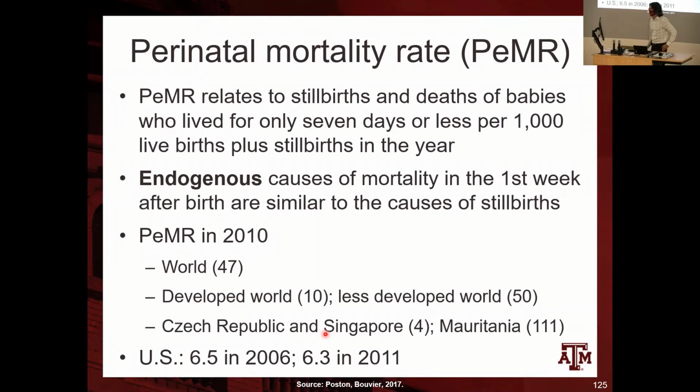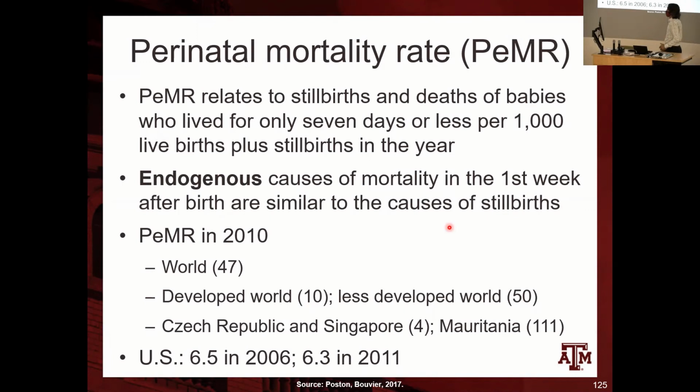And the perinatal mortality rate relates to stillbirths and deaths of babies who live for only 7 days or less per 1,000 live births plus stillbirths in the year. So the perinatal mortality rate does include in the denominator, the same way as the stillbirth rate, live births plus stillbirths. In the denominator of the perinatal mortality rate, we have both live births and stillbirths. In the numerator, we have stillbirths plus deaths of babies who lived only 7 days, the first week, or less. Endogenous causes of mortality in the first week after birth are similar to the causes of stillbirth. It's more genetic conditions, as we talked about before.